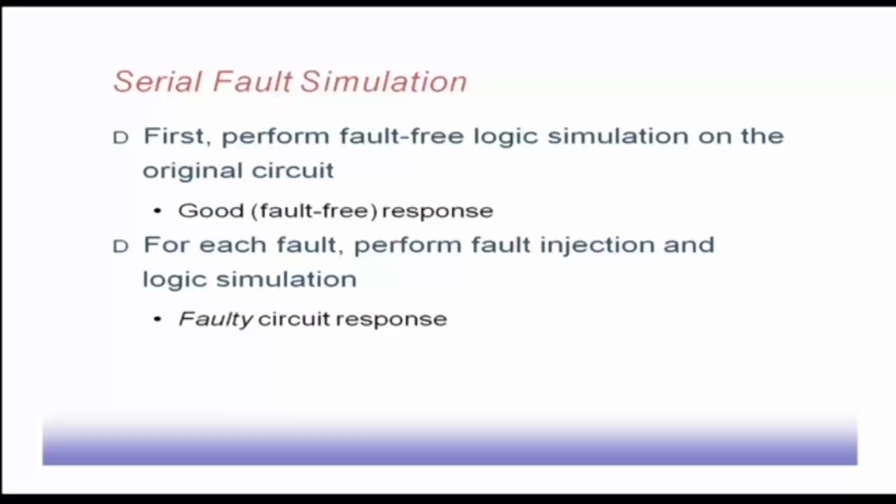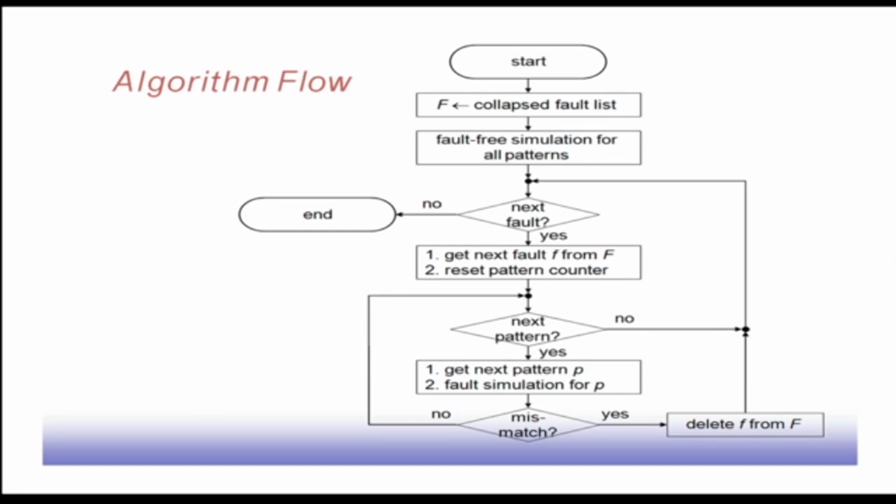Now, if it is detected by some test pattern, then naturally this faulty circuit response has to be different from the good circuit response. Sometimes that is called golden response. So, this is the way this serial fault simulation will work.